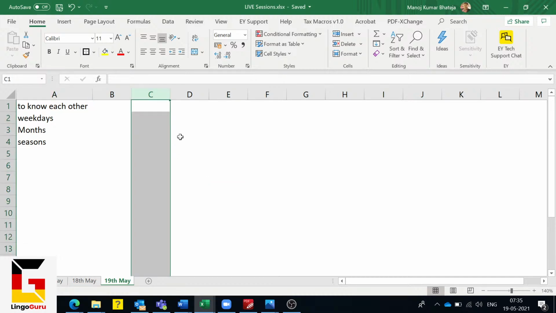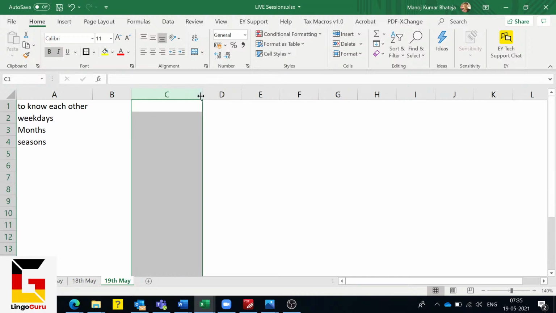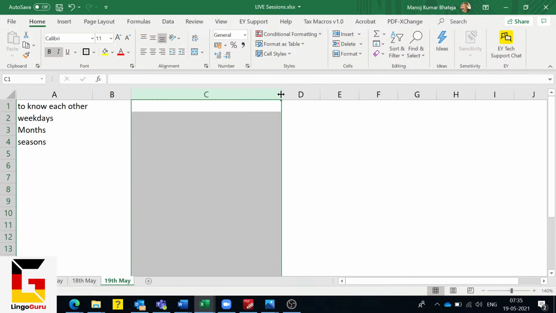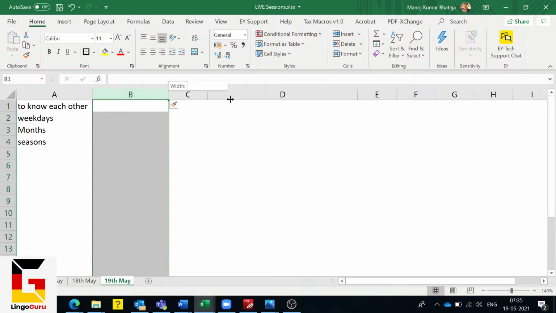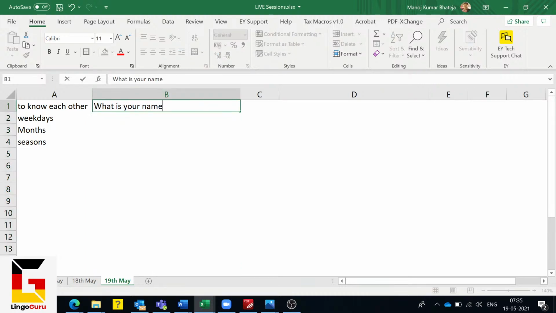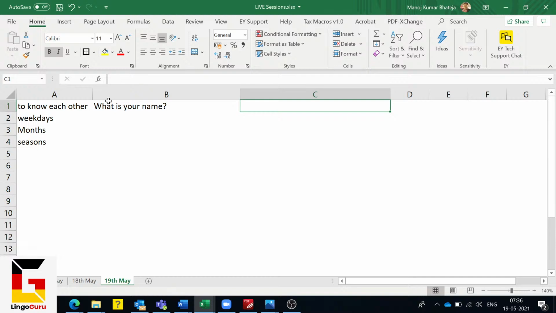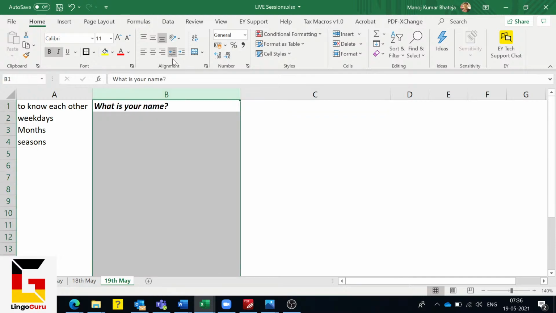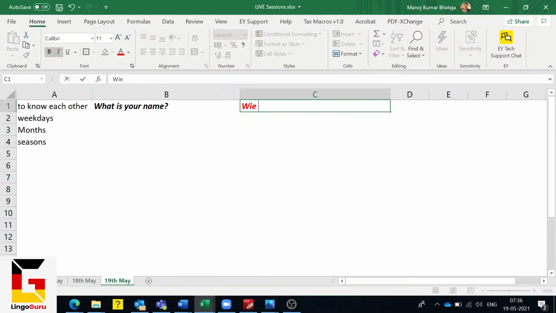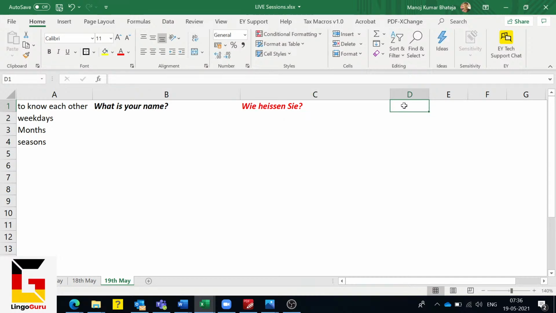What kind of questions do we use if we want to inquire someone's name? What should we ask if I want to know somebody's name? Let's say, what is your name? We have two ways to ask this question. So we ask "Wie heißen Sie?", which ideally translates into "how are you called", but you may definitely use it to inquire somebody's name.